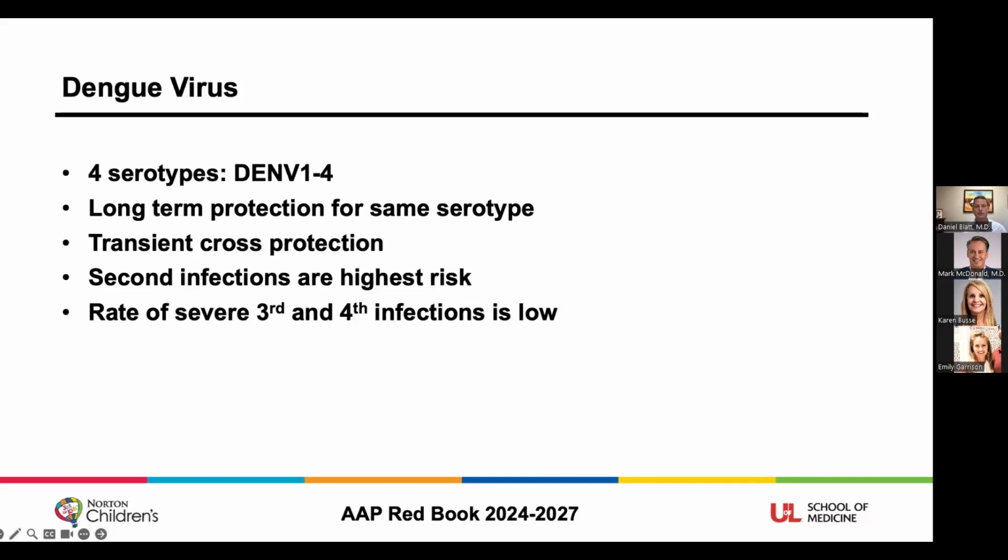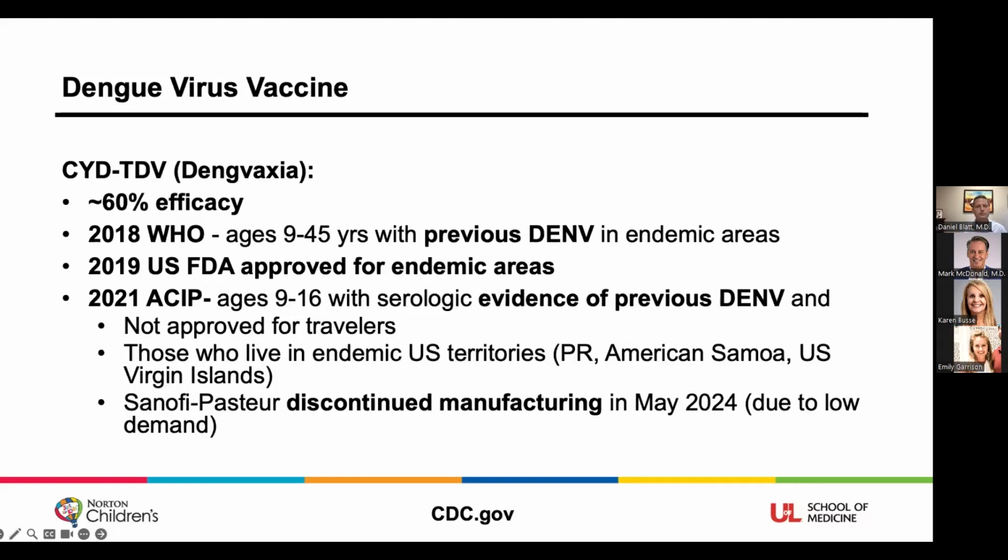So with dengue infections, there are 4 serotypes. Each serotype provides long-term protection for itself, but there's only transient cross-protection between serotypes. Those who get an infection with a second serotype, so if you had serotype 1 before and now you get serotype 2, are at highest risk for severe disease and high mortality. So really the second instance of infection with dengue is the dangerous one. The rate of severe 3rd and 4th infections is actually quite low, so it's really the second one that's concerning.